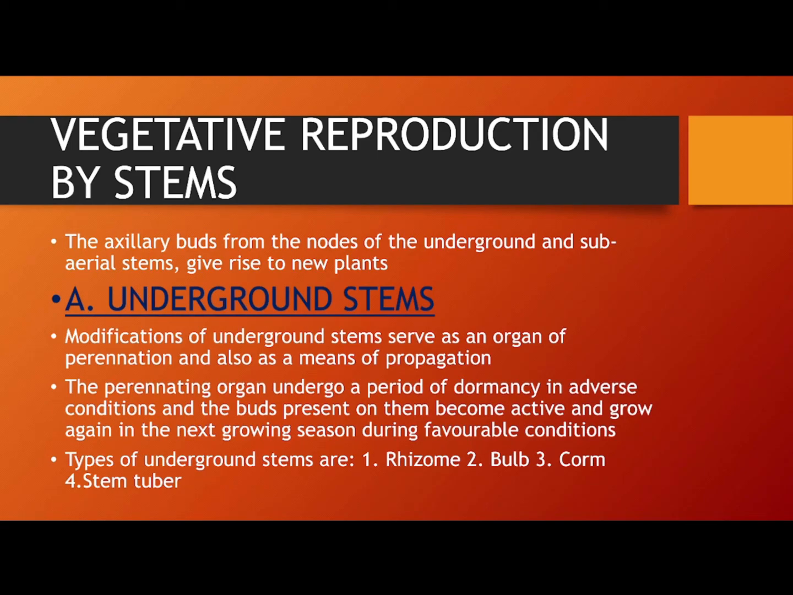There are four subtypes under the underground stems: rhizome, bulb, corm and stem tuber. We are going to see each type in detail.